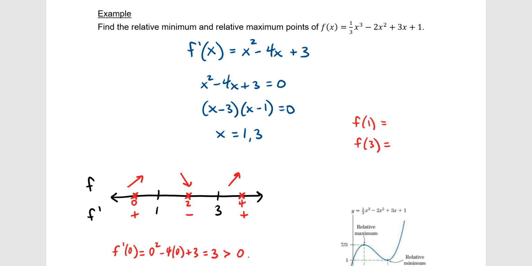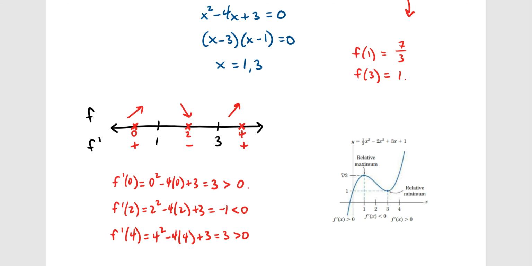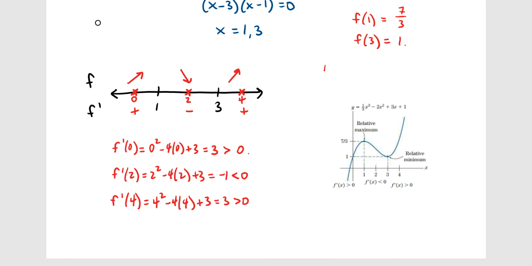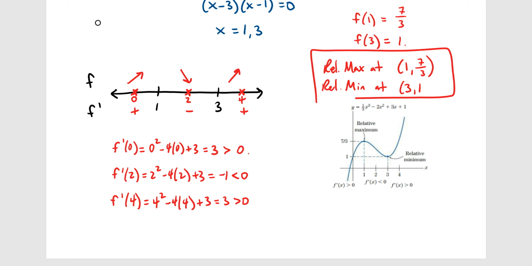We're going to plug them into the function, and I'm just going to skip that. F of 1, we would end up getting 7/3. And f of 3, we would end up getting 1. Okay, so that means we have, once again, a relative max at the coordinate 1, 7/3, and a relative min at the point 3, 1. Increasing to decreasing, relative max; decreasing to increasing, relative min. And then you can see here on the graph that it verifies what we found.